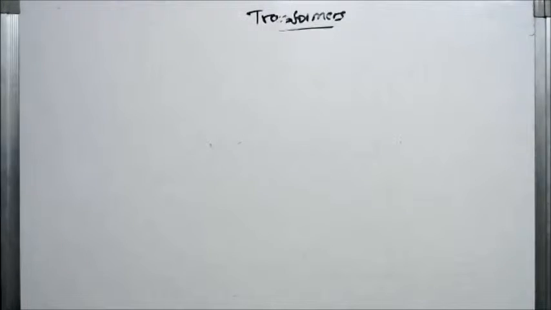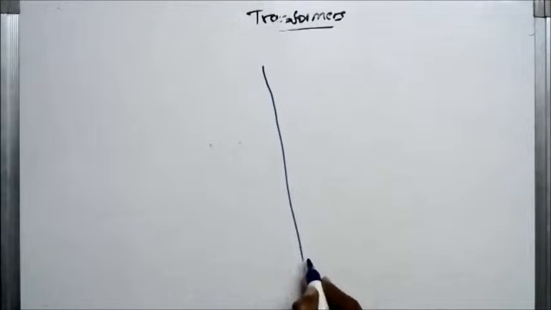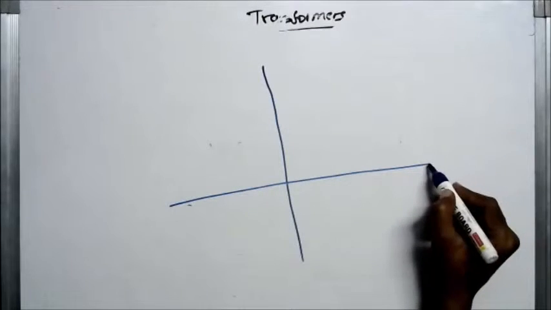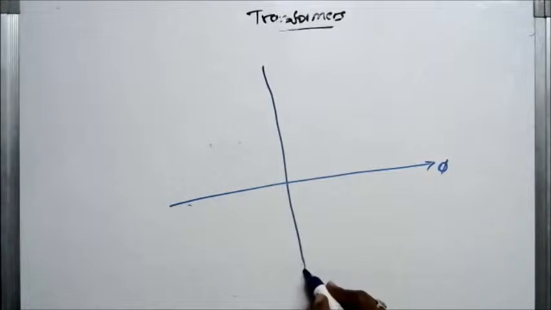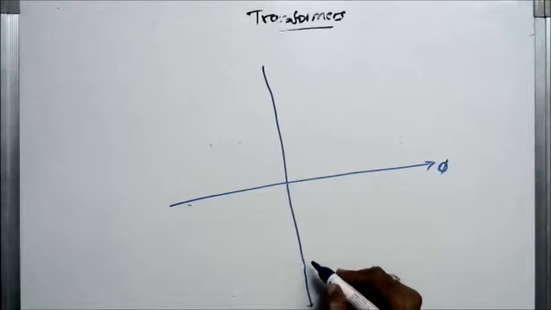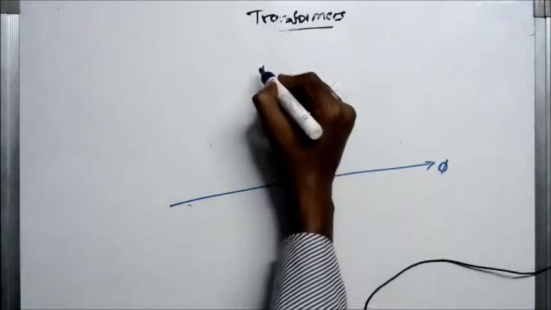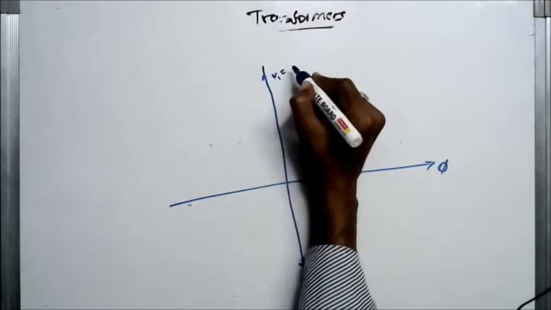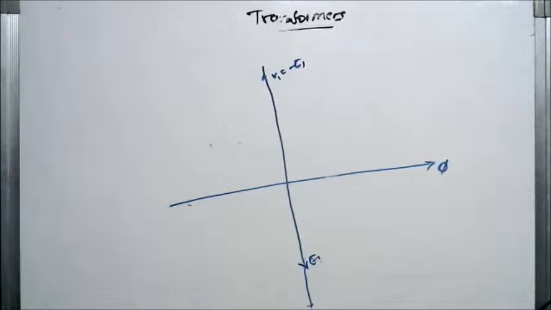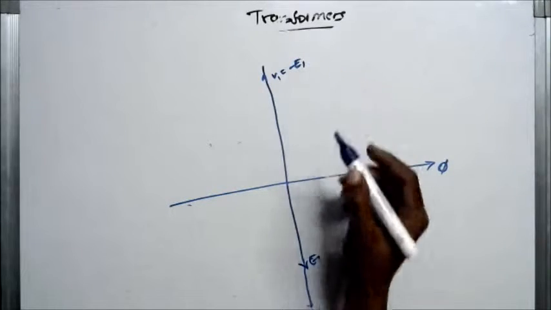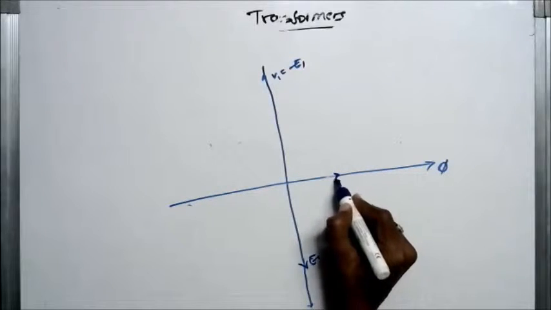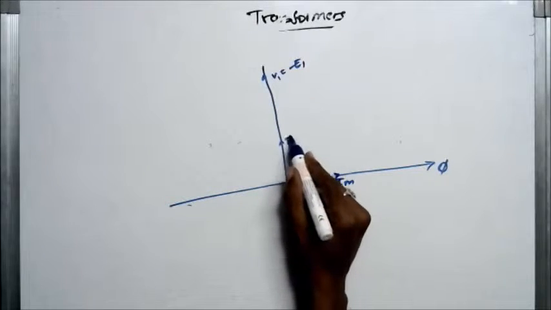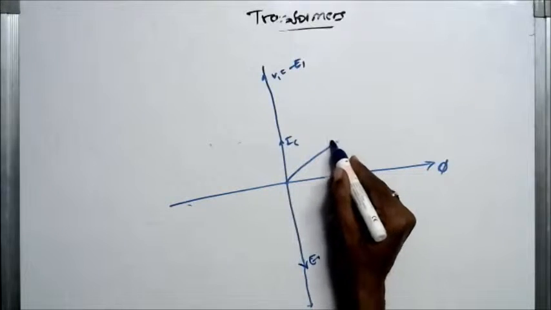So take phi as reference here also. This is phi. On the opposite side, V1 is equal to minus E1. This is IM. This is IC. So the phasor sum gives rise to IE.